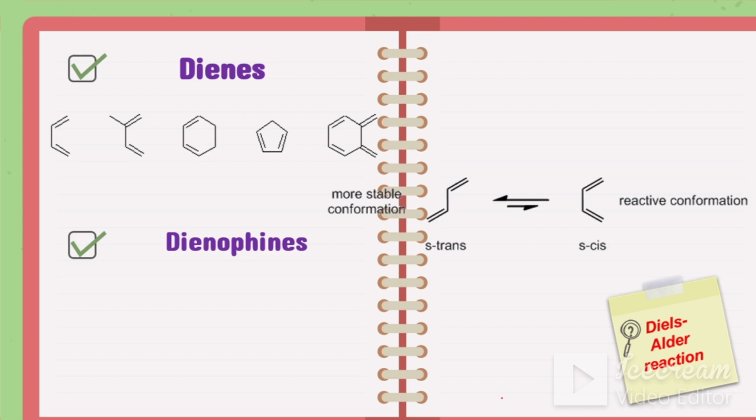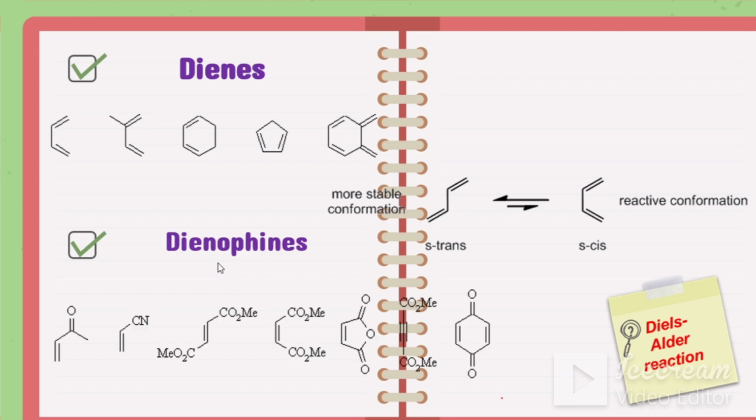It must be a conjugated diene capable of existing in cis form. It contributes 4 pi electrons. It is electron rich. Substituted dienes carrying electron-releasing substituents undergo the Diels-Alder reaction much more easily.